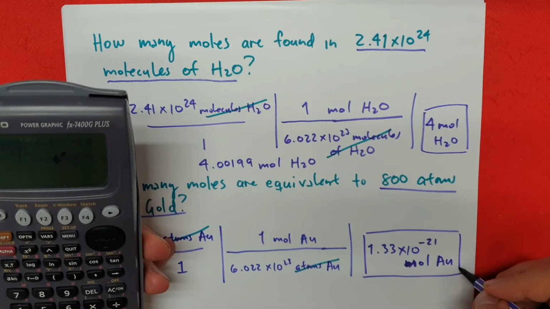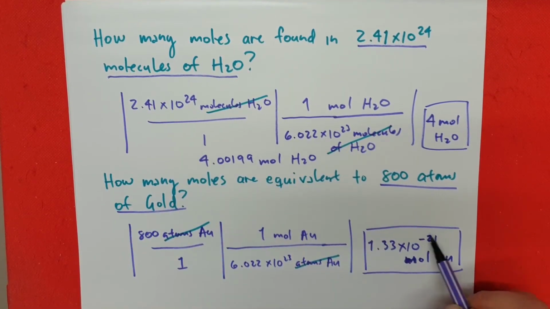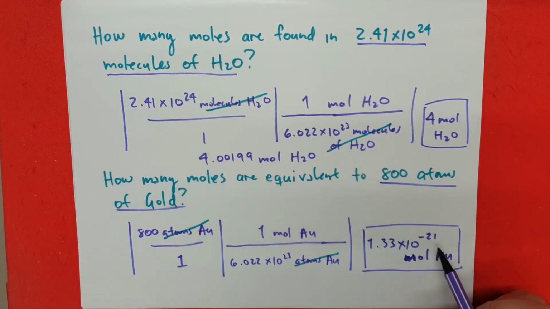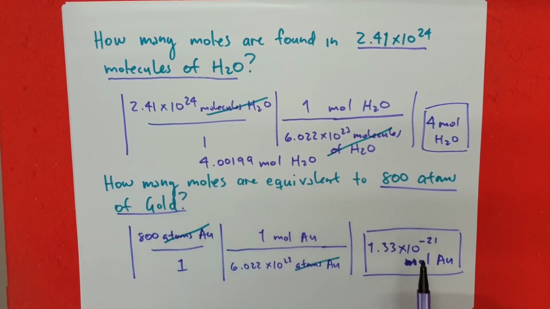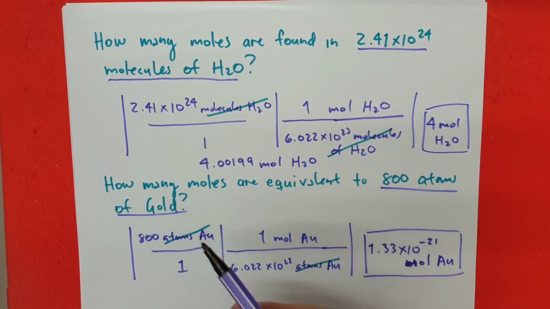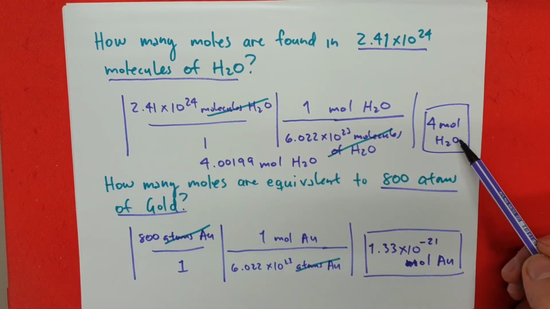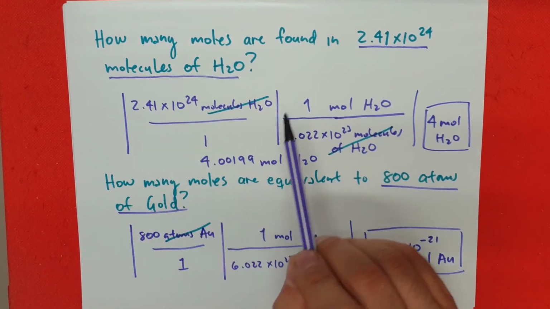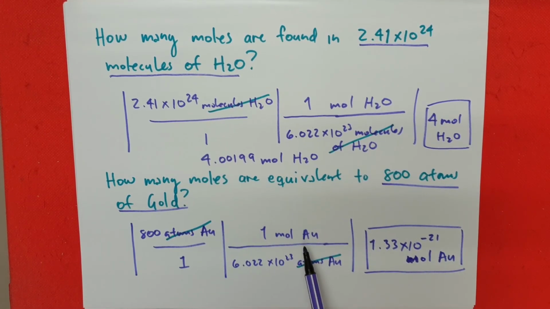This answer makes sense because 800 atoms is very little, so we're expected to get a negative exponential number in the scientific notation, and it's this simple. So basically what we're doing to convert is dividing the particles by Avogadro's number, and we're getting an amount of moles. But with dimensional analysis, we do the setup, we see that the units cancel out, and my final answer is moles of gold.